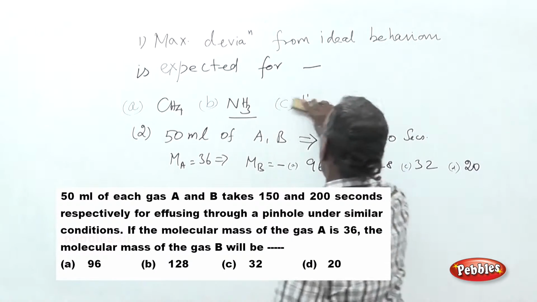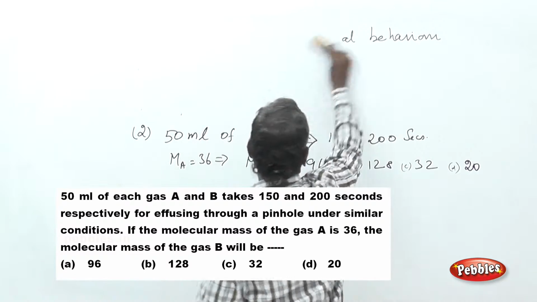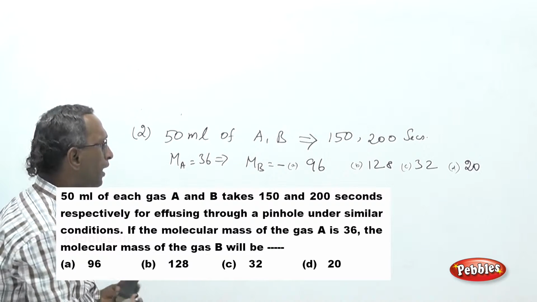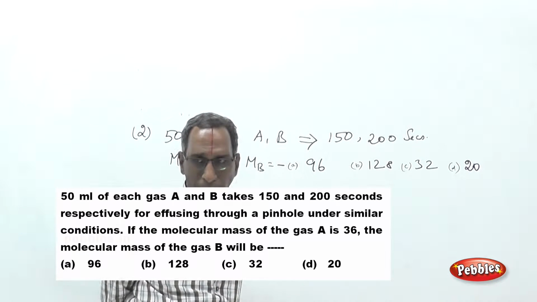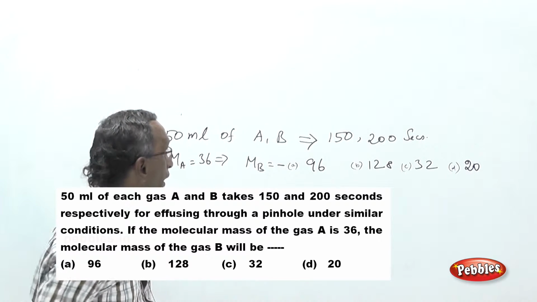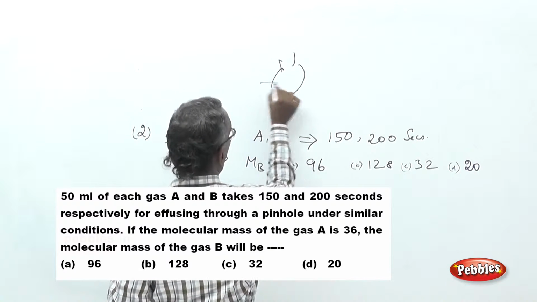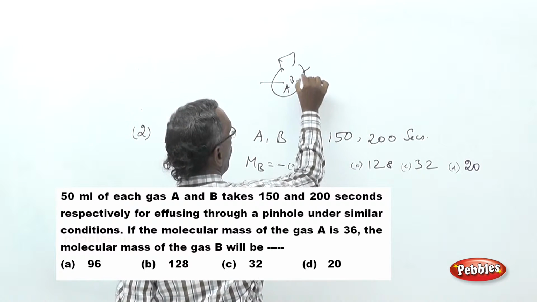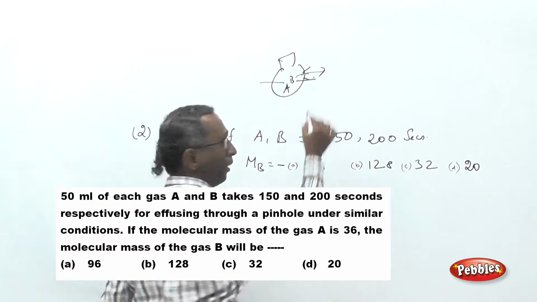Now this question is based on Graham's law of diffusion. The question concerns 50 ml of two gases A and B, whose rates of diffusion are compared. Rate of diffusion means that in a container, both gas A molecules as well as gas B molecules are kept. There is a small hole provided, so they are allowed to escape.